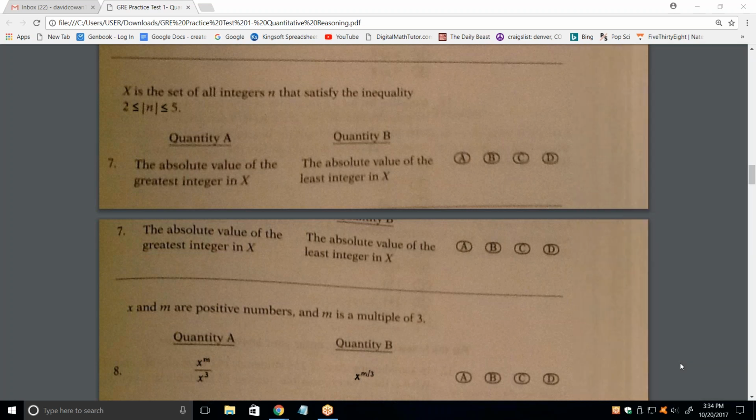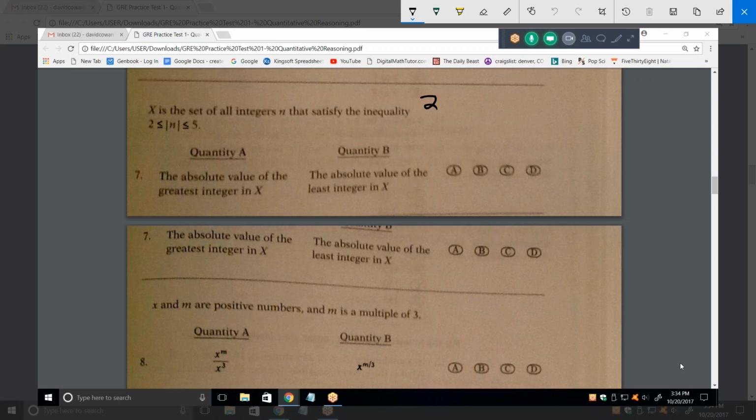So 2 through 5, plus, so integers are whole numbers, right? Correct. So 2, 3, 4, 5. And the negative of each one also. And the negatives, right, because by the time you take the absolute value of it, it turns positive. So there's 8 members of that set.